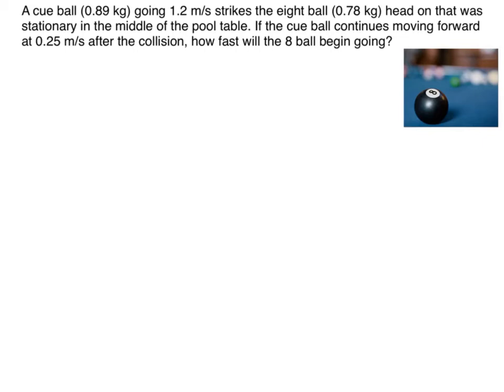Now, this problem: a cue ball going 1.2 meters per second strikes an 8-ball head-on, and the 8-ball was stationary in the middle of the pool table. If the cue ball continues to move forward at 0.25 meters per second, how fast would the 8-ball begin to move? So I recognize whenever I read this problem that the two balls don't combine together, and there's no sticking part to it. They stay separate from each other in the end, so I use the elastic equation here. Notice the cue ball continues to move forward at 0.25 meters per second. How fast would the 8-ball end up going?